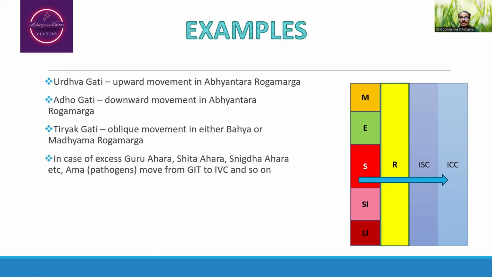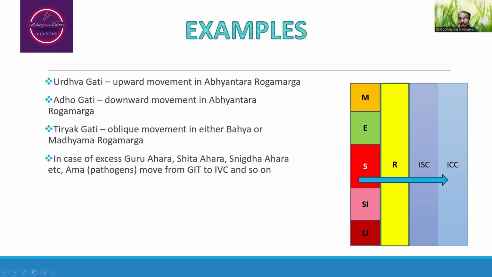Regarding examples, whenever you say Urdhvagati, if the person is having vomiting, then the pathogens are eliminated from the alimentary canal, and that is termed as Urdhvagati. Or if the pathogens are eliminated via the anus, that is termed as Adhogati. And Tiryak means what? The oblique movement.